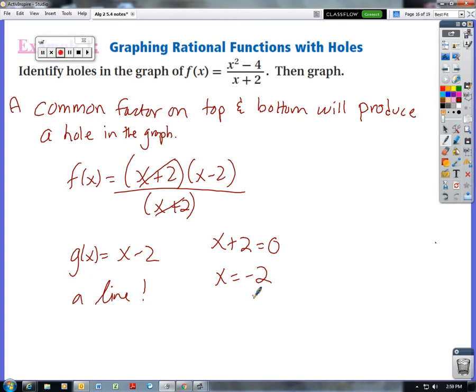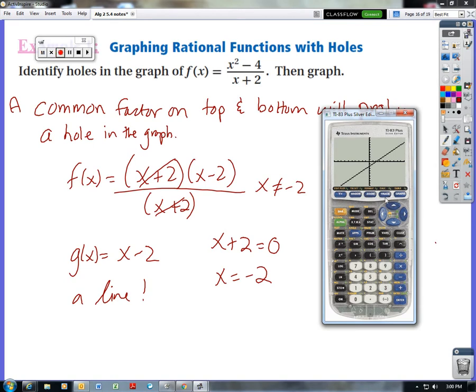And I knew that. You kind of know this because remember when we checked to see where it's undefined, this function would be undefined at negative 2, right? You can't have a negative 2 here. So sure enough, if it's undefined at negative 2, that means there can't be a y value for negative 2.